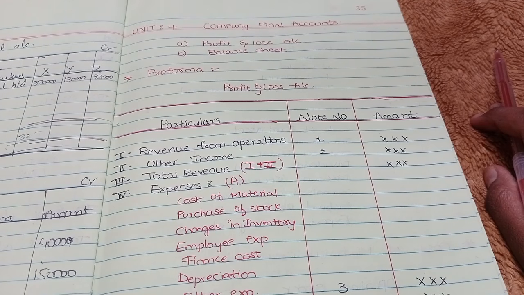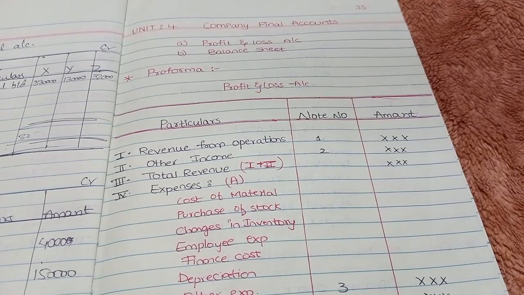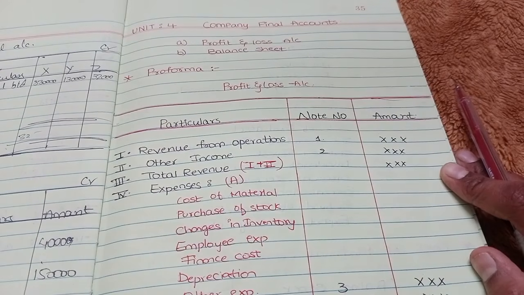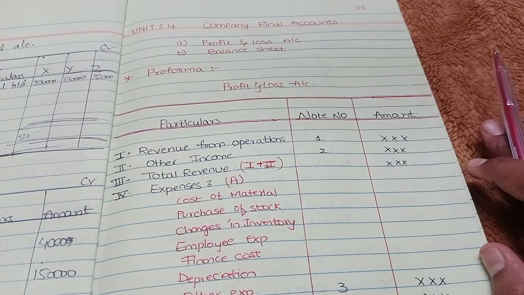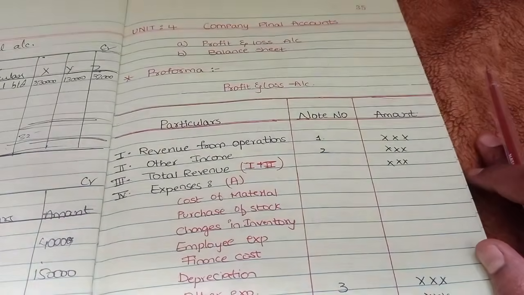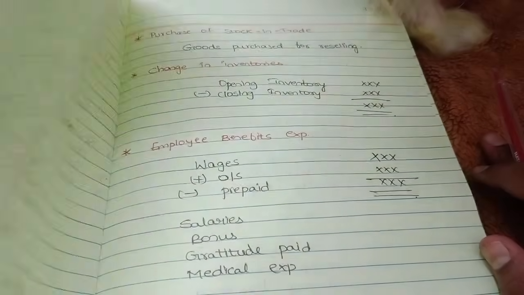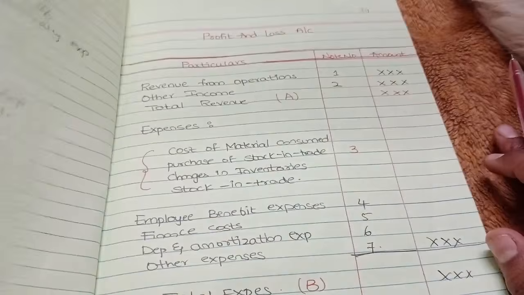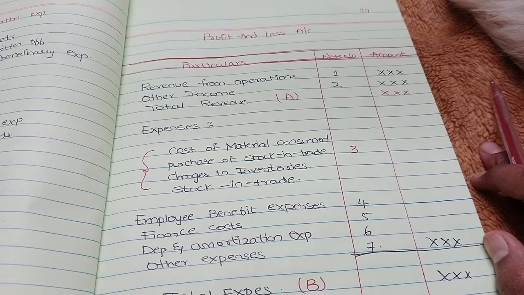If you are perfect with the proformas, 6 marks is in your hands out of the 12 marks question. First we will discuss about the proforma. If you understand the proforma, the whole 12 marks question is easy. Okay, so in company's final accounts, as I said, the first account is profit and loss account.